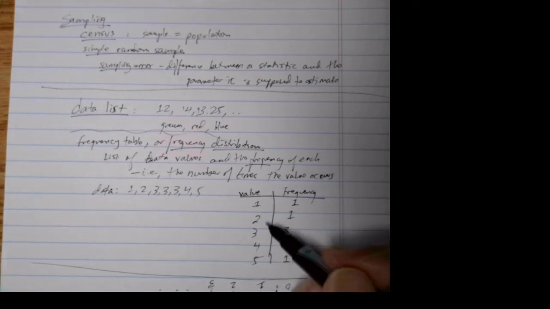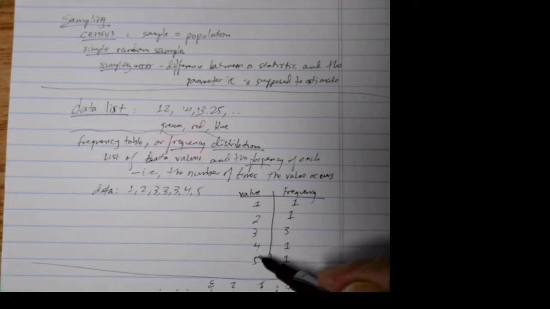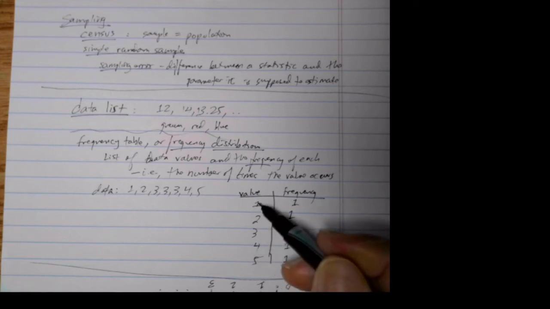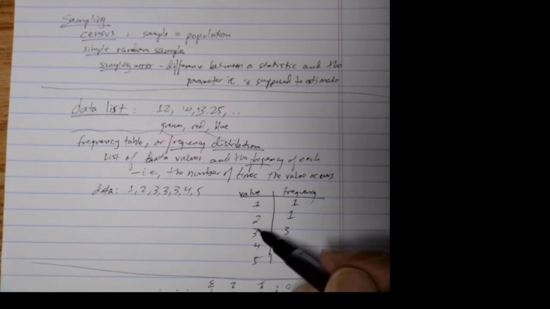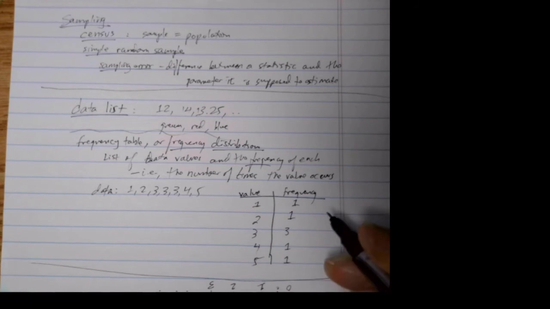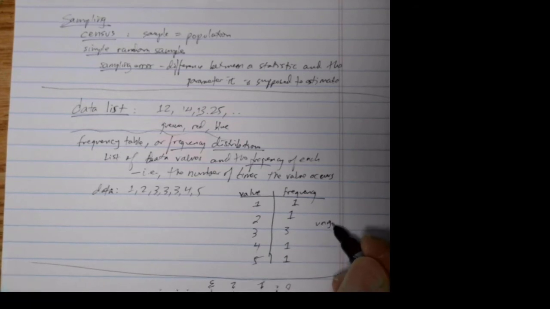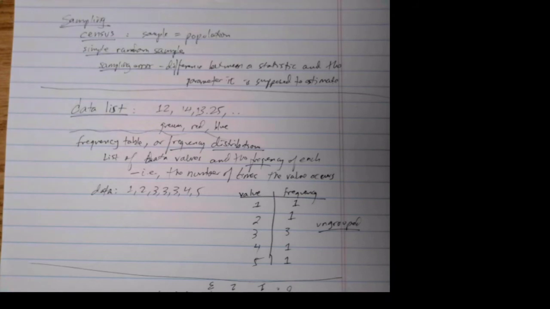Now this kind of frequency distribution is for what's called ungrouped data. That is, each data value is listed separately. Right? So I'm just going to write this ungrouped. The data here is ungrouped. Each data value is listed separately. It has not been grouped together in any way.